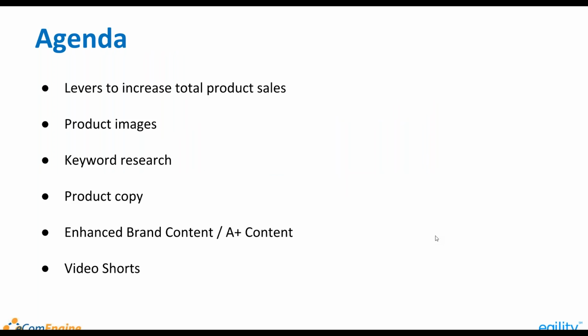Today, we're going to talk about a few different things in regards to product page optimization and how that can help your total product sales. We'll start with a few levers: what is it that increases your product sales? What are those factors you need to be looking at to help your sales increase? We'll go into the product page, which includes product images, keyword research, your product copy, enhanced brand content, which is also known as A+ content on the vendor side. And we'll talk just briefly about video shorts and the new beta opportunity that's come up for sellers in the last little bit. So let's dive into product sales.